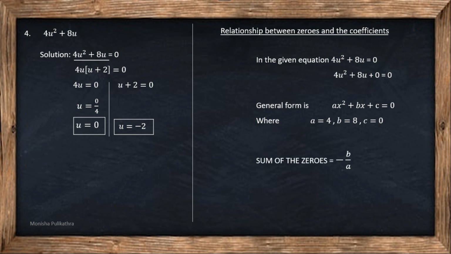Next, sum of the zeros. Sum of the zeros is minus b by a. So b is 8 and a is 4. Therefore minus 8 by 4. So 4 ones are 4, 4 twos are 8, therefore the answer will be minus 2. Next, product of the zeros is equal to c by a. c is 0 and a is 4. So 0 by 4 is always 0. I hope you understood this easier problem.